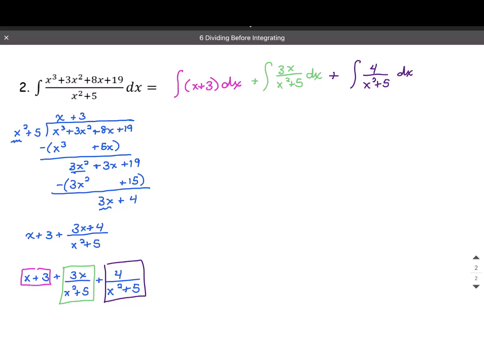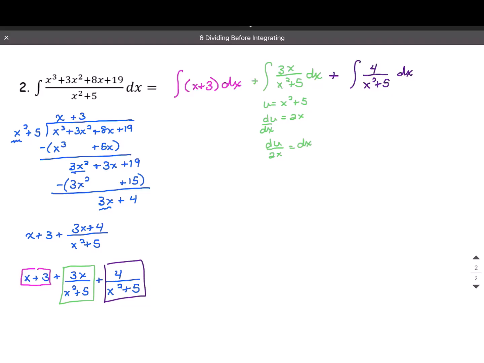Now, I know we can do the antiderivative of x + 3, not a problem. Now, this middle one, if you look at this 3x over (x² + 5), is going to require a u substitution. u would be x² + 5, and du over dx would be 2x, which means du over 2x is our dx, okay?